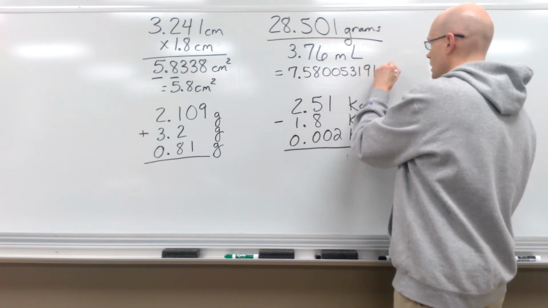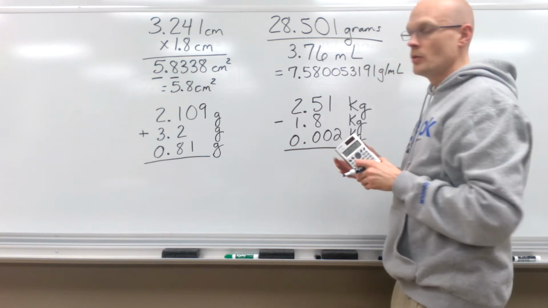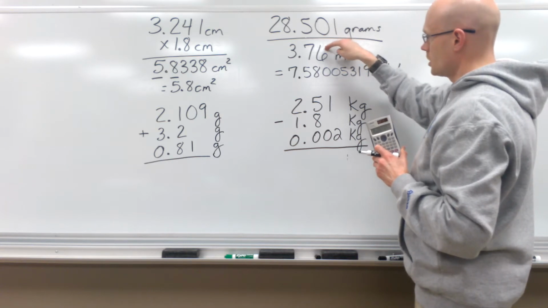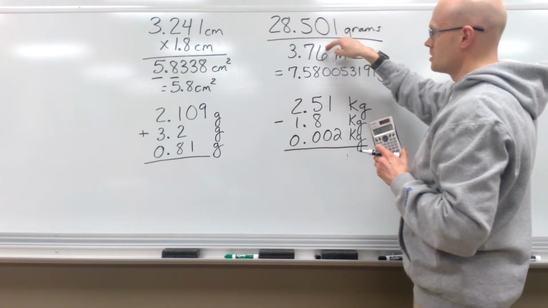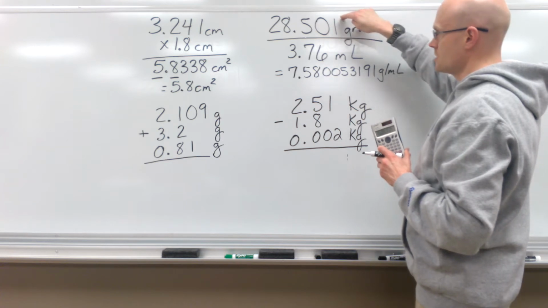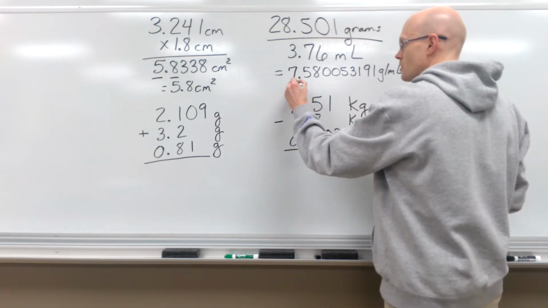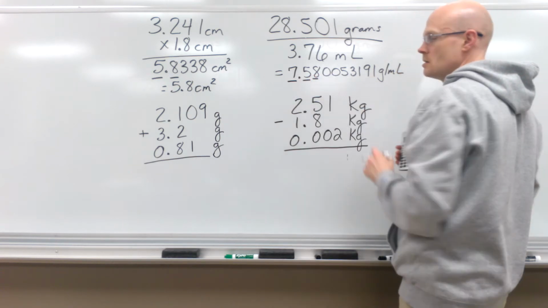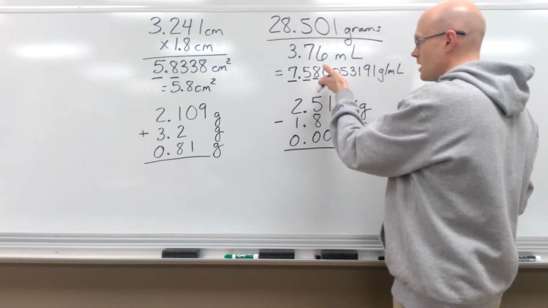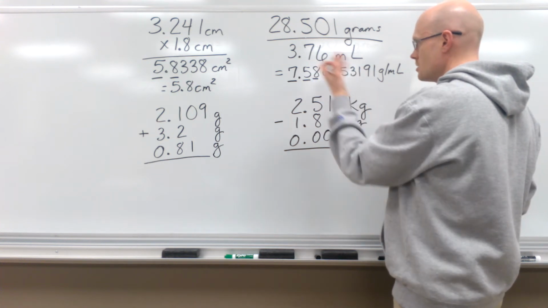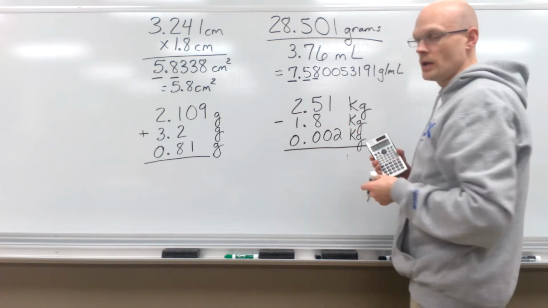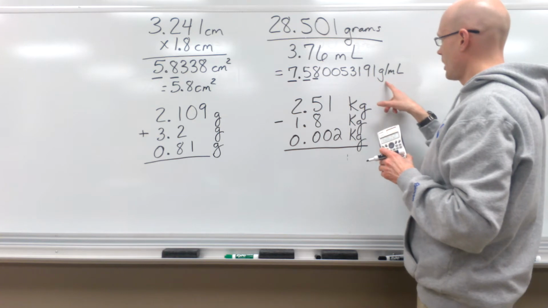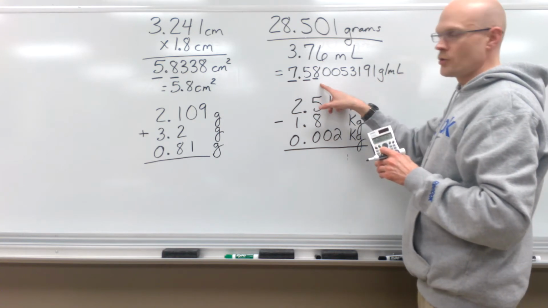7.580053191 grams per milliliter. But we have to record our answer to only 3 significant figures because we're limited by 3.76. 3 sig figs versus 5 sig figs. So we take the first 3 significant figures, 7, 5, and 8, look behind it to see if we need to round up to 7.59 or keep it at 7.58, and 0.0053191 rounds down. So we're going to keep it at 7.58 grams per milliliter, 3 significant figures.